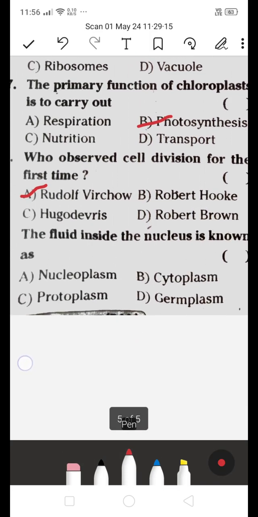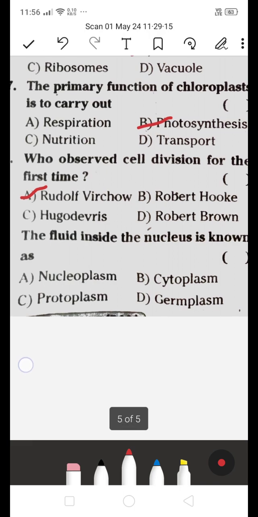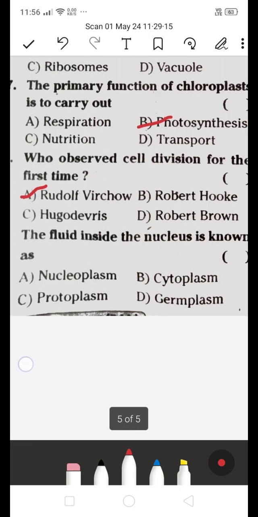Next one: the fluid inside the nucleus is known as, is it A, nucleoplasm, B, cytoplasm, C, protoplasm, or D, germ plasm? Which is the right answer? The fluid inside the nucleus is known as nucleoplasm. This is the right answer.